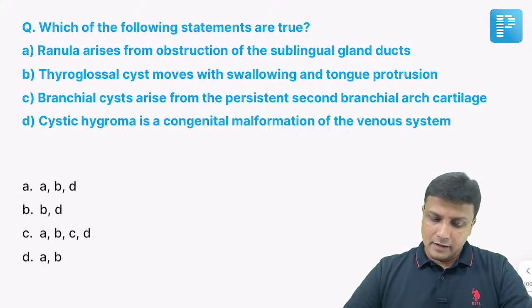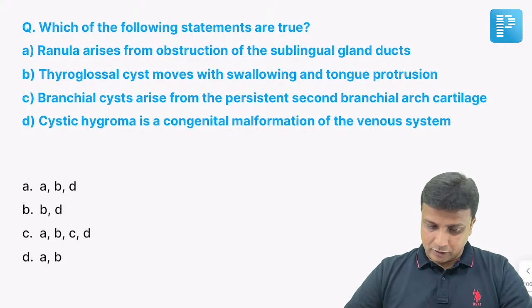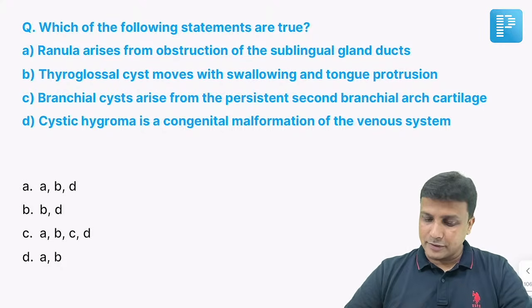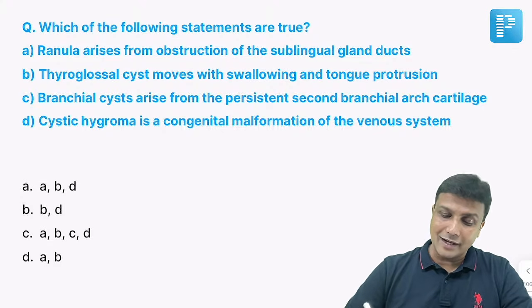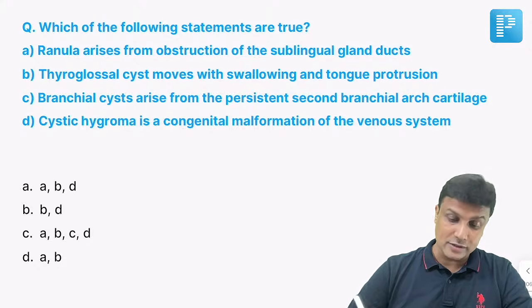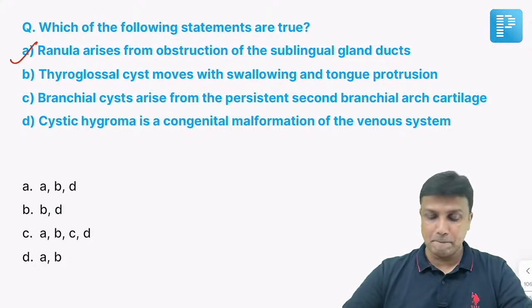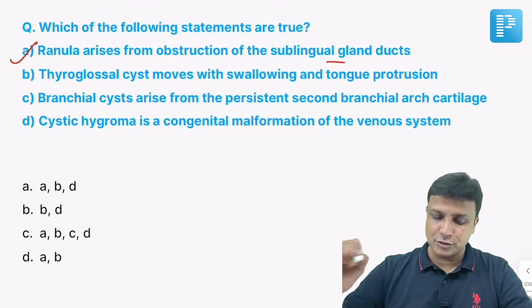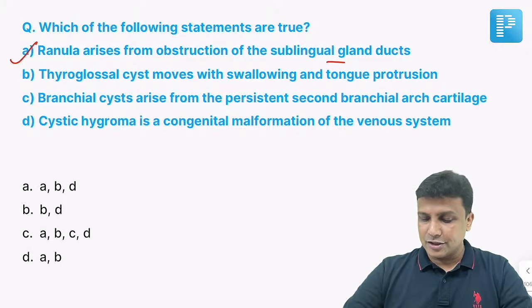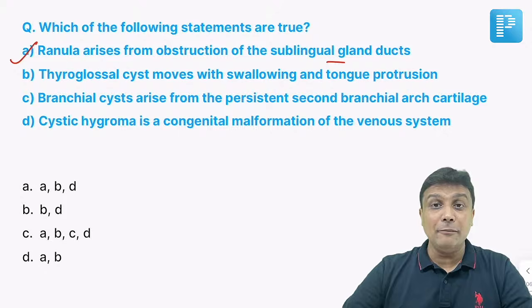Which of the following statements are true? Now please remember option A here, ranula arises from the obstruction of the sublingual gland duct. Yes, of course, it is absolutely correct. It is sublingual gland duct obstruction only. Thyroglossal cyst moves with swallowing and tongue protrusion.